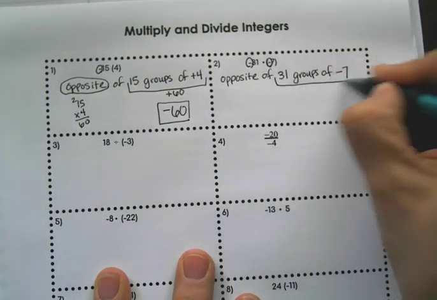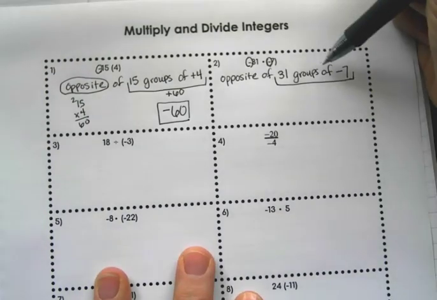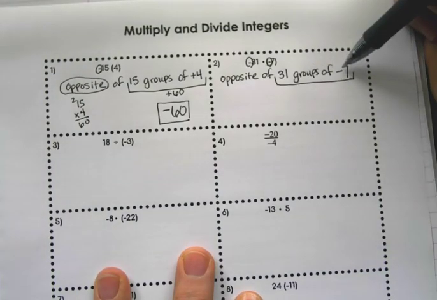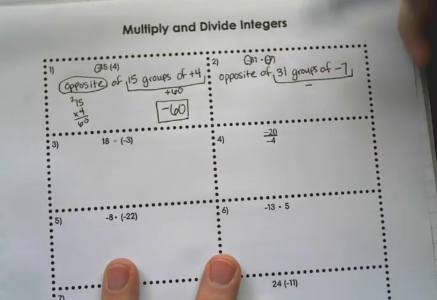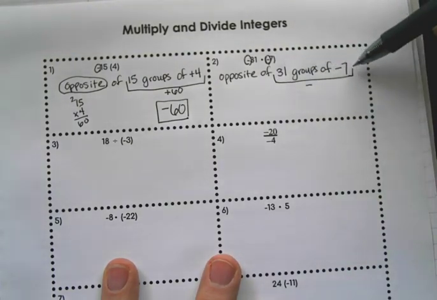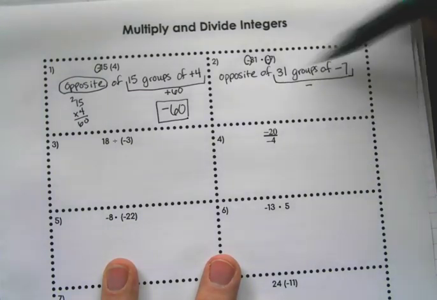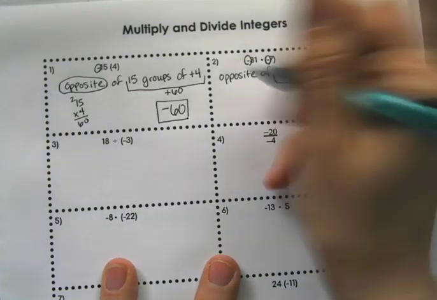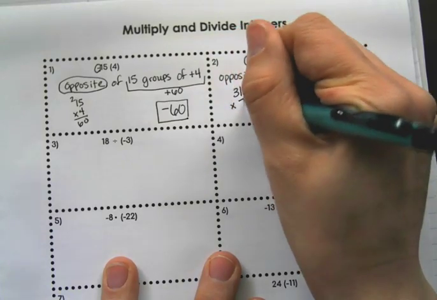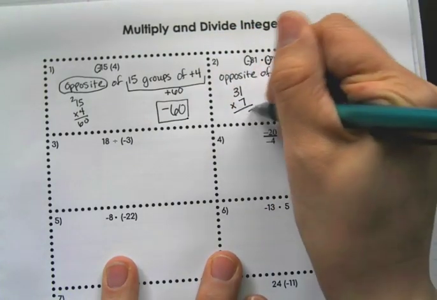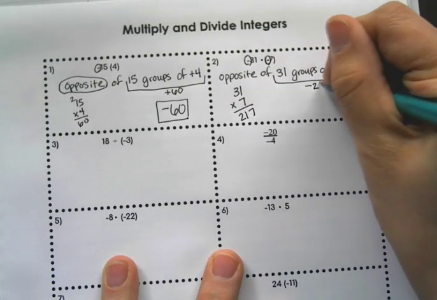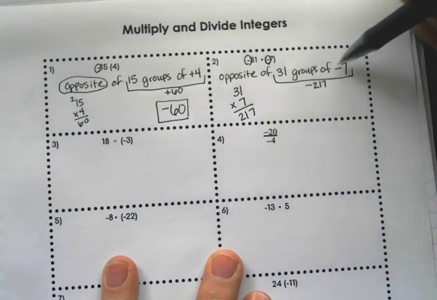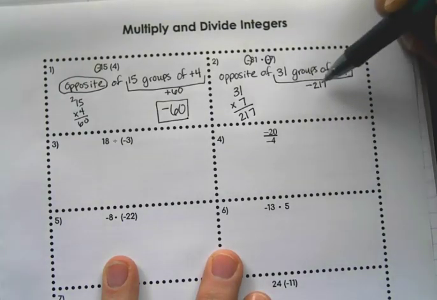Well, if I'm imagining my 31 groups drawn out, and I know that there's 7 negatives inside of each group, that means that all of my drawing is negatives. So this would be negative. 31 groups of negative 7 will give me a negative value. So let's pretend like that's not there, and let's just multiply 31 times 7. 7 times 1, 7 times 3, so that's 217. So 31 groups of negative 7 is negative 217.